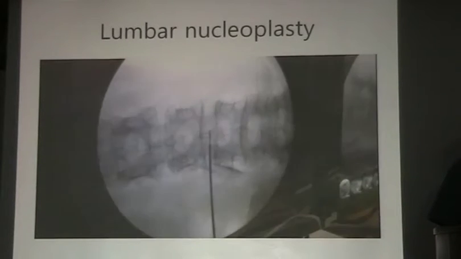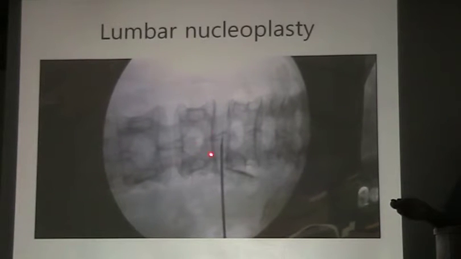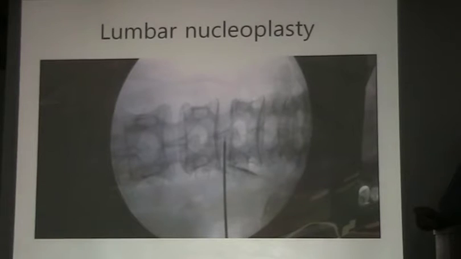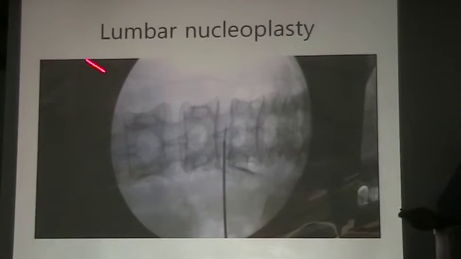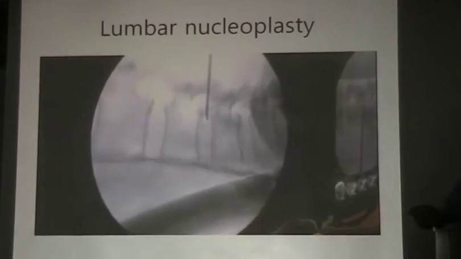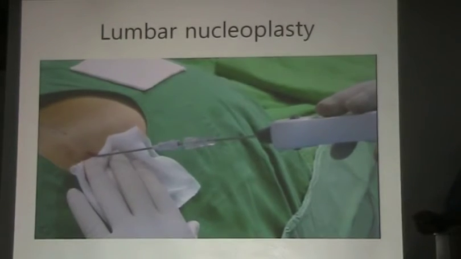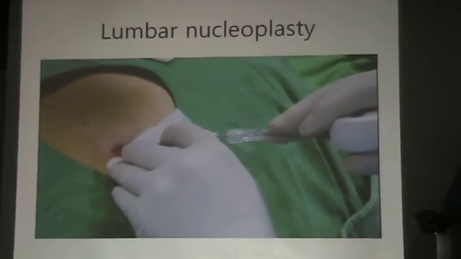You can watch the backward movement of the nucleoplastic catheter around the annular fissure. It is very important in nucleoplasty. You can see the tip of the nucleoplastic needle around the annulus, not in the nucleus pulposus.